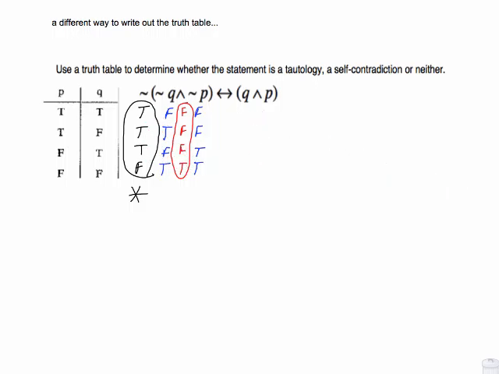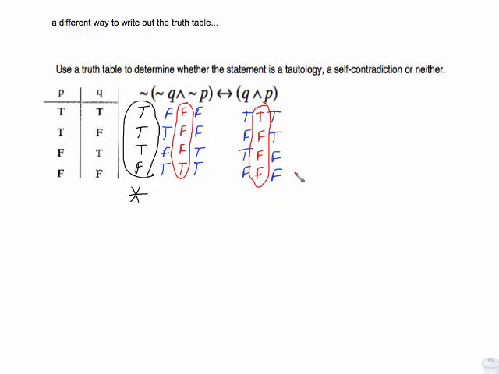Then I come over here to do Q and P. So I'm just rewriting Q. Q is T, F, T, F. P is T, T, F, F. And I'm doing an and between those. And the only time an and statement is true is if both are true, which is this. So true, false, false, false. I'm going to circle that. That's my answer for within those parentheses.